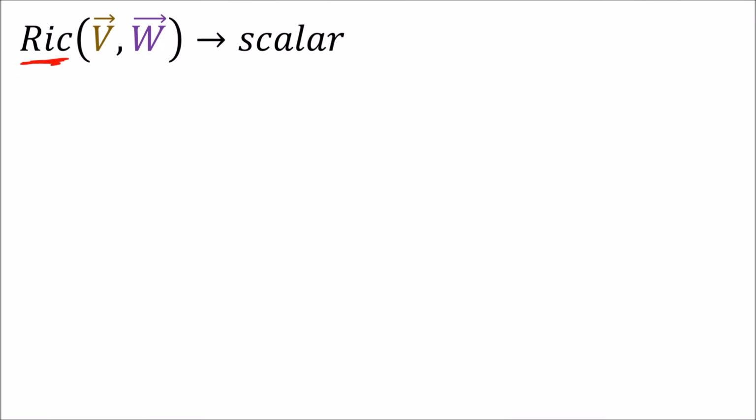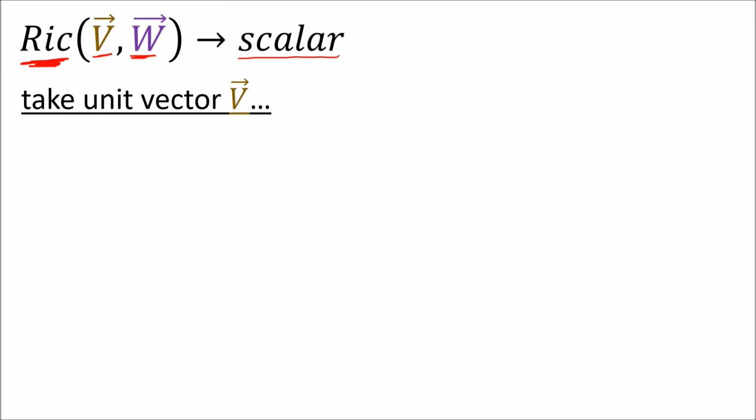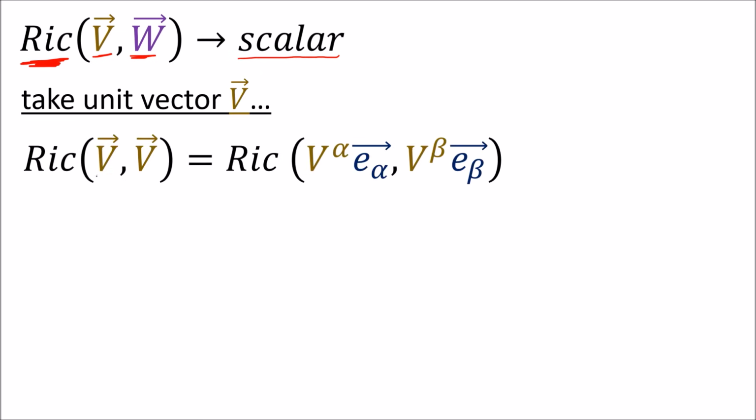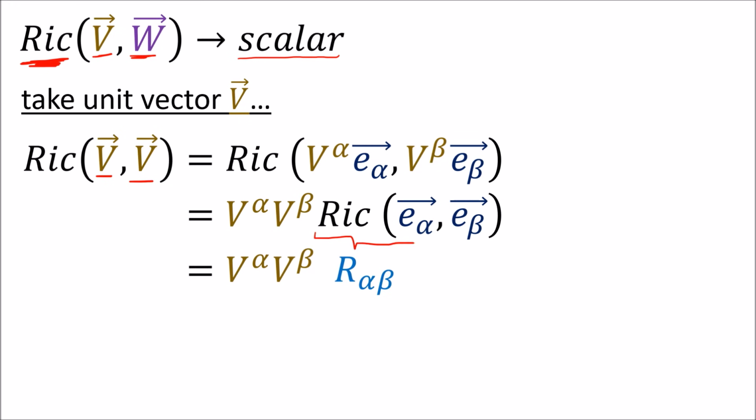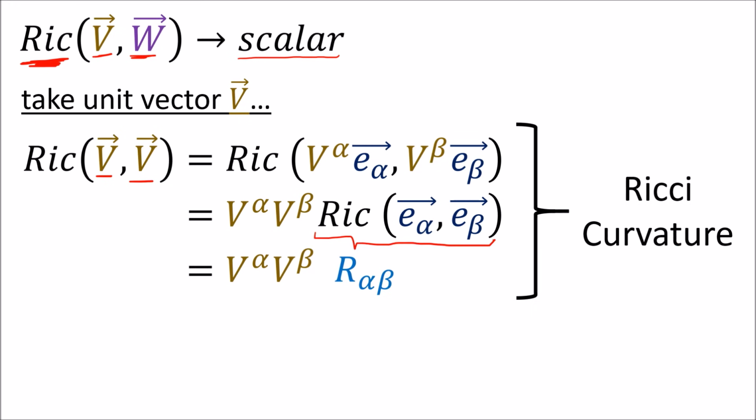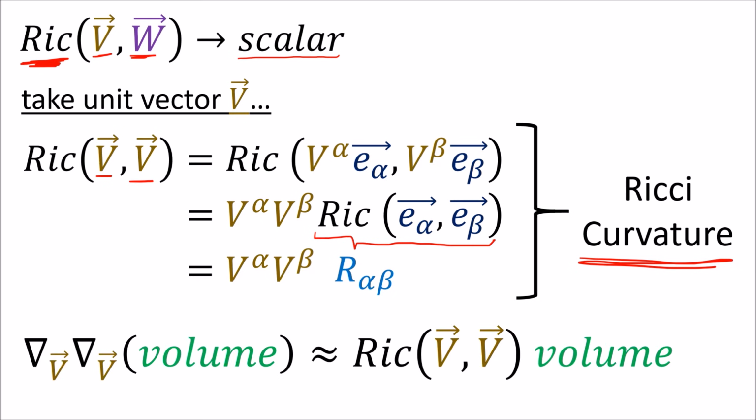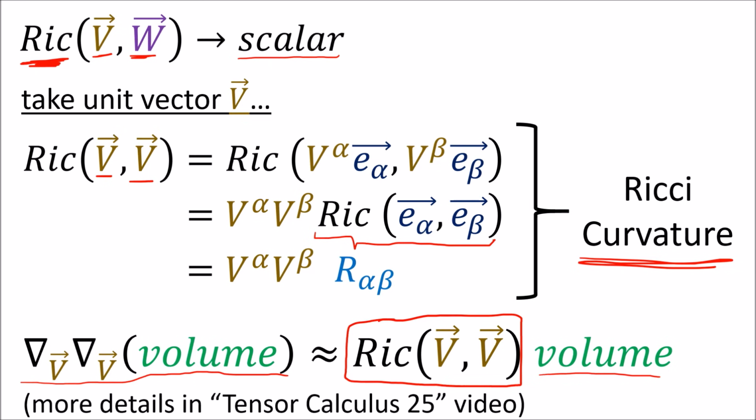The Ricci tensor is a function that takes two vectors and outputs a scalar. If v is a unit vector, when we put in the same vector v twice, the resulting scalar is called the Ricci curvature. The Ricci curvature is a bit like a constant of proportionality that helps relate a volume and its second derivative rate of change in the direction of v. I'll explain how to visualize this.